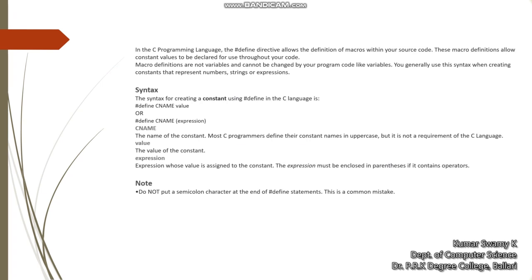In C programming, the #define directive allows the definition of macros within your source code. These macro definitions allow constant values to be declared for use throughout the code. I hope you are getting the point. And you may have a doubt about what exactly a macro is. A macro is a name given to a block of C statements as a preprocessor directive.